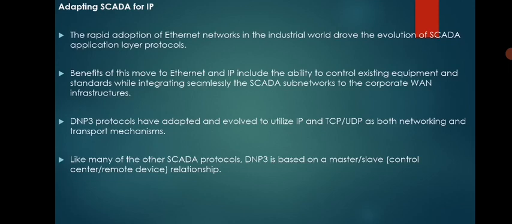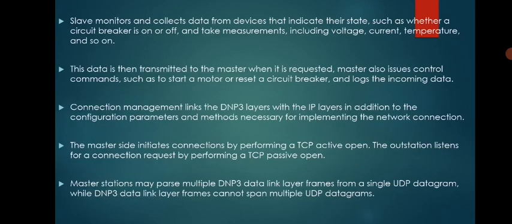We will have a complete picture using which we can easily identify how DNP3 will be working. Like many other SCADA protocols, DNP3 is based on a master slave, control center and remote device relationship. So it is also working in a master and slave fashion. We'll see how it works. The slave monitors and collects data from devices that indicate their state, such as whether a circuit breaker is on or off, and takes measurements including voltage, current, temperature and so on.